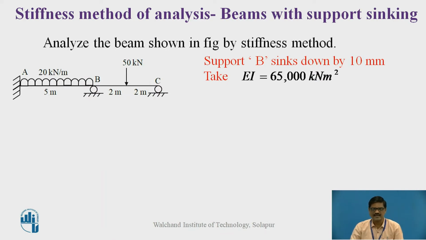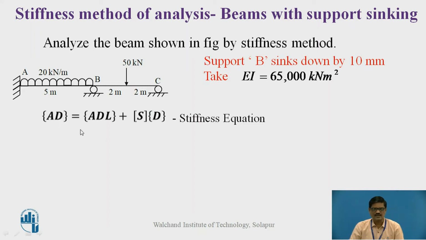Let us consider an example. A two-span continuous beam subjected to loading as shown here, and it is also subjected to a support sinking at B. So support B sinks down by 10 mm and EI value is also provided as 65,000 kilonewton meter square. Let us discuss how the analysis is to be carried out.